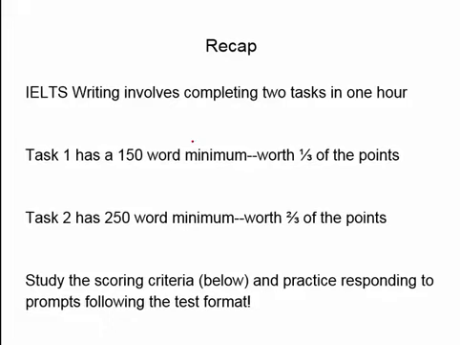Okay, so to review, IELTS writing involves completing 2 tasks in an hour. Task 1 is 150-word minimum, and it's worth 1/3 of your points. Task 2 is a 250-word minimum, worth 2/3 of your points. So for timing, most people spend 20 minutes on task 1 and 40 minutes on task 2. Go to the scoring criteria that I've included on the link below and practice responding to prompts using the real test format as much as possible. Okay, so we will have much more on the writing section in our writing lessons.